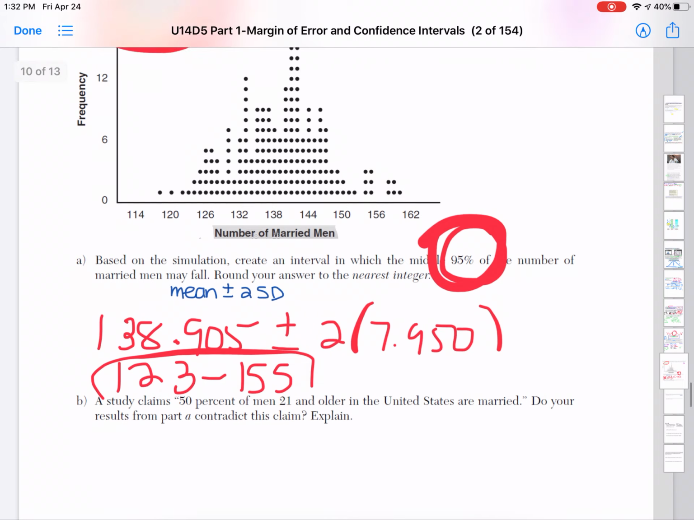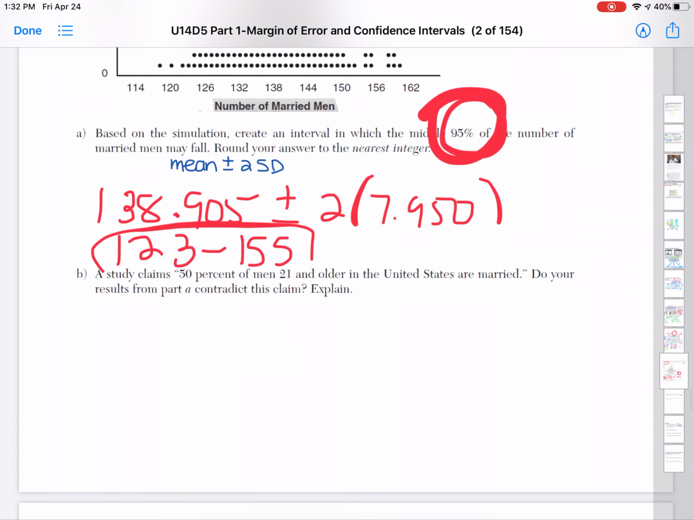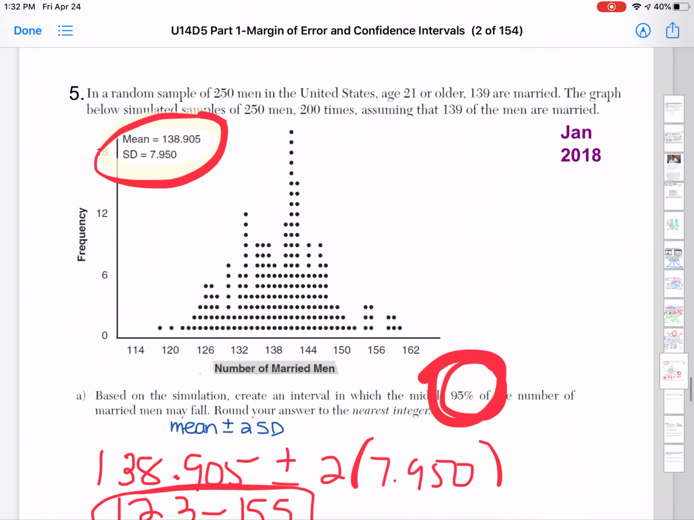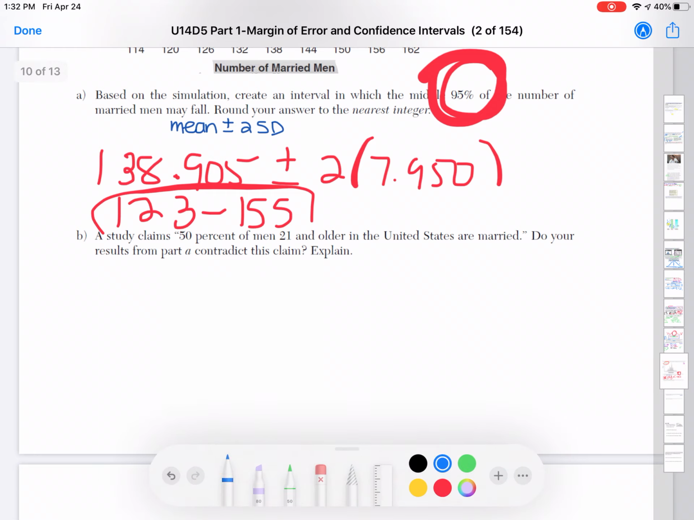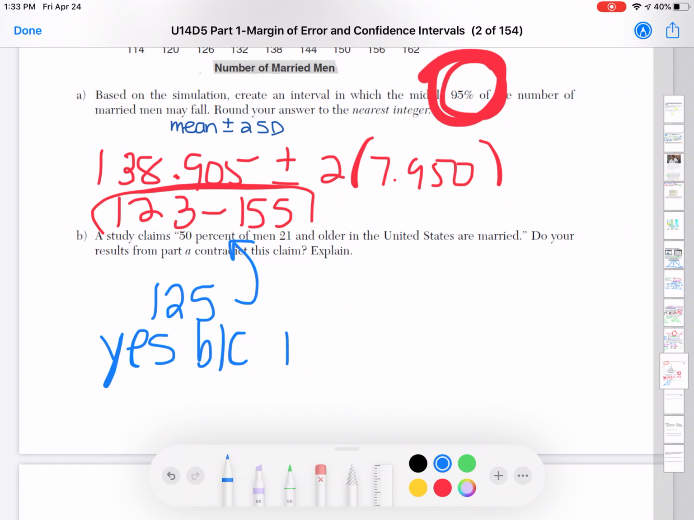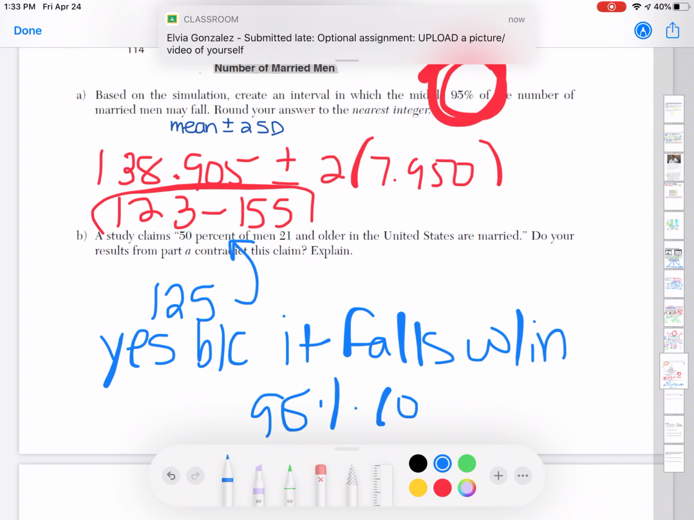And now here's a good question. It says the study claims 50% of men 21 or older are married. So 50%, how many did we have here? 250. If we took 50% of 250, that's 125. So does 125 fall in that? Yeah, and we would say again, yes, because it falls within the 95% confidence interval.